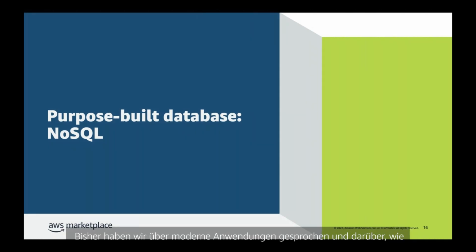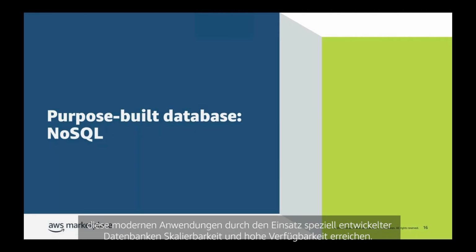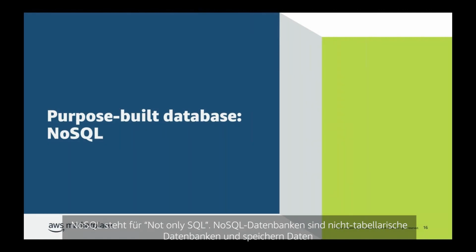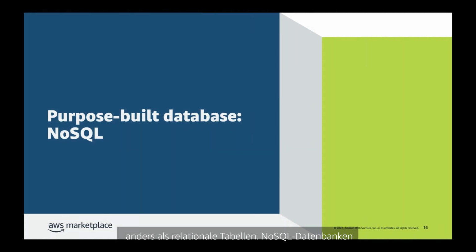So far, we talked about modern applications and how these modern applications achieve scale and high availability by using purpose-built databases. I want to talk about a specific family of databases called NoSQL. NoSQL stands for not only SQL. NoSQL databases are non-tabular databases and store data differently than relational tables. NoSQL databases come in a variety of types based on their data model. The main types are document, key value, wide column, and graph.